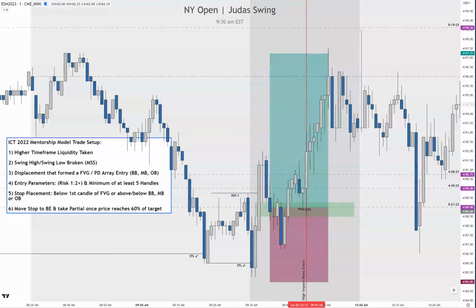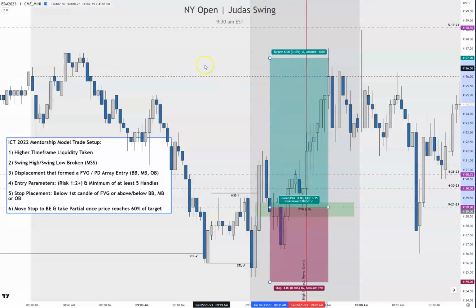Where would you get in? You would get in right here. Your stop would go below the first candle, which is all my rules. Below the first candle, so it goes right here. Go to 2 to 1. 2 to 1 is actually right here, targeting these highs right here. Okay? So there is your first trade. Okay, so that was a winner.